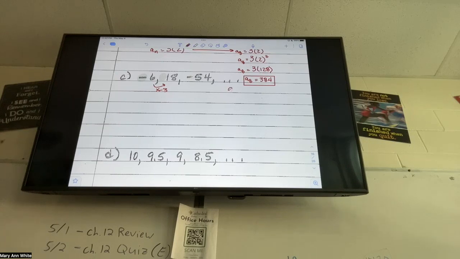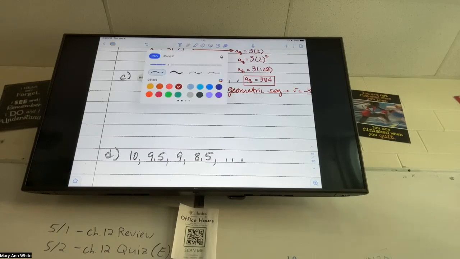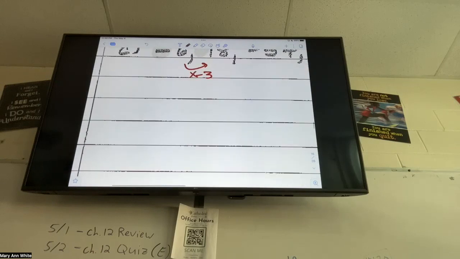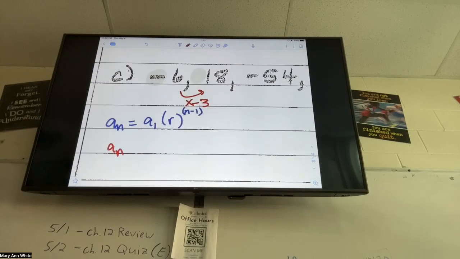So let's see, we've got a geometric, and we're going to say R equals -3. And so now we're going to plug it into our formulas and we're going to go from there. A sub n equals a sub 1 times r raised to the n minus 1. I don't know what my a sub n is, but I do know my a sub 1 is 6, and I know my r is negative 3. And it's all being raised to the n minus 1.